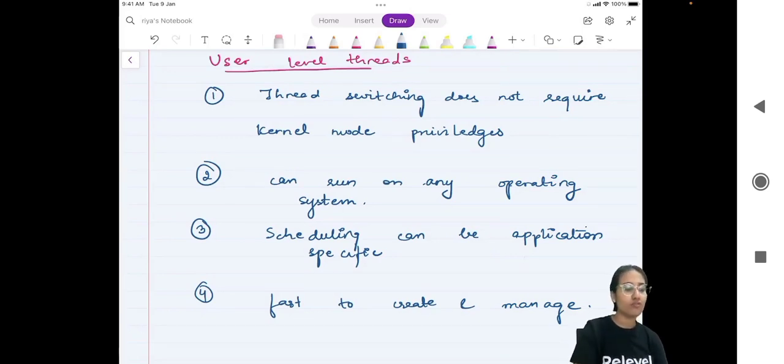Okay, there are others also. For example, we do not require to do any modifications using the operating system. Okay, it is more efficient as well, right? And it is more easily implemented as well.